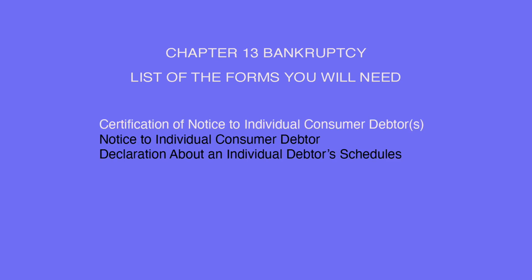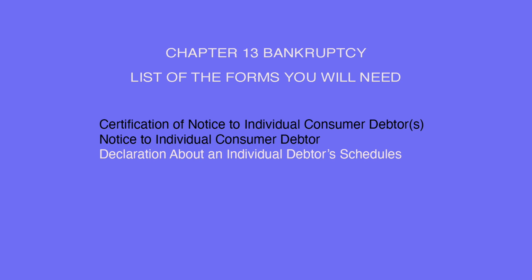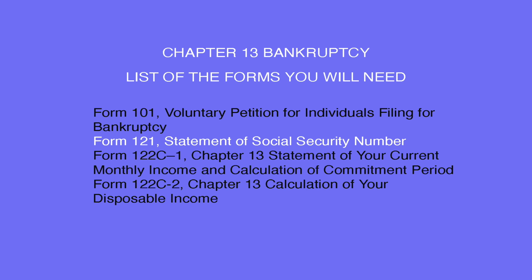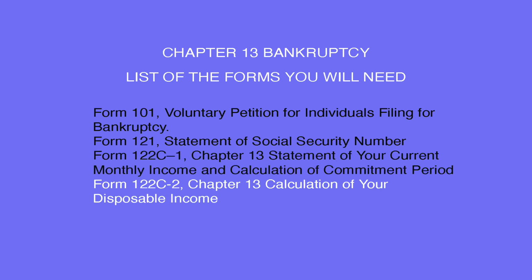Certification of notice to individual consumer debtor or debtors. Notice to individual consumer debtor. Declaration about an individual debtor's schedules. Form 101, Voluntary petition for individuals filing for bankruptcy. Form 121, Statement of Social Security number. Form 122C-1, Chapter 13, Statement of your current monthly income and calculation of commitment period. Form 122C-2, Chapter 13, Calculation of your disposable income.